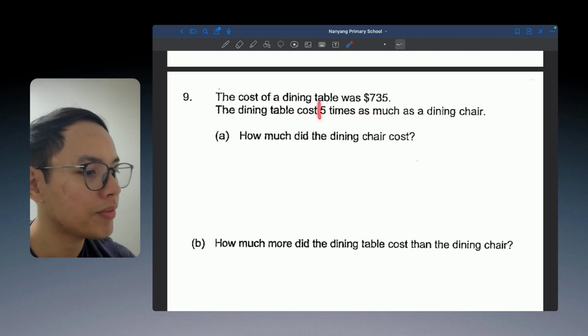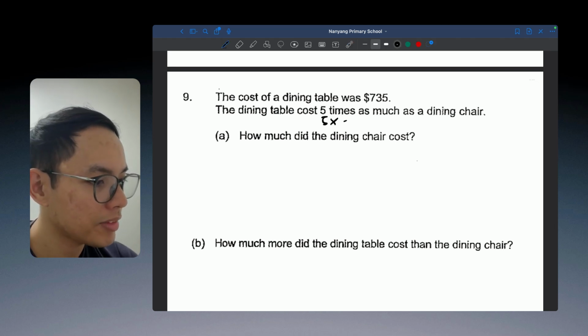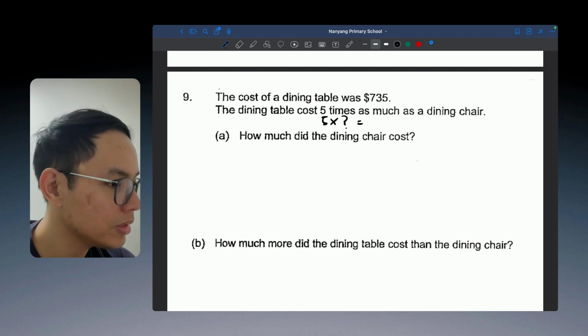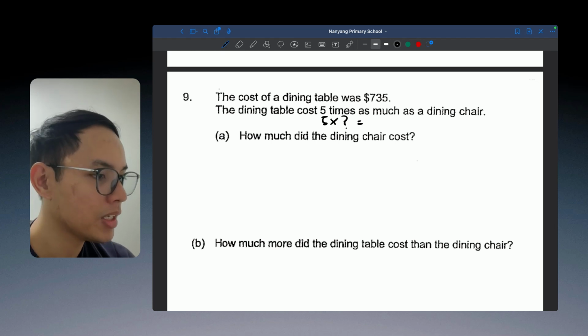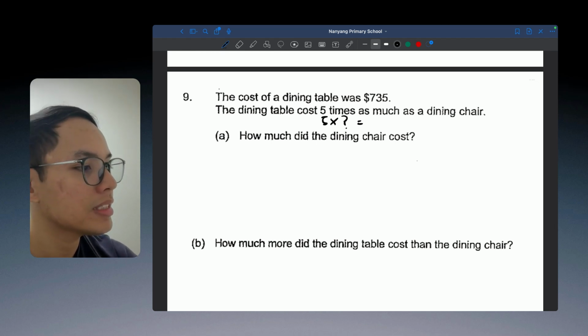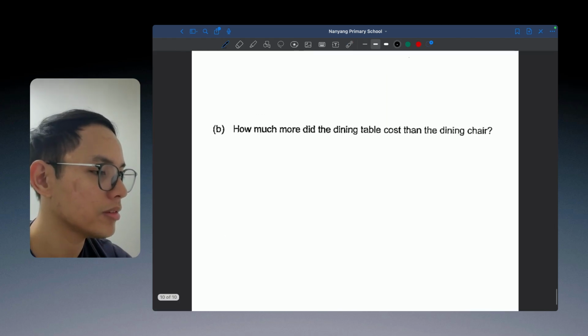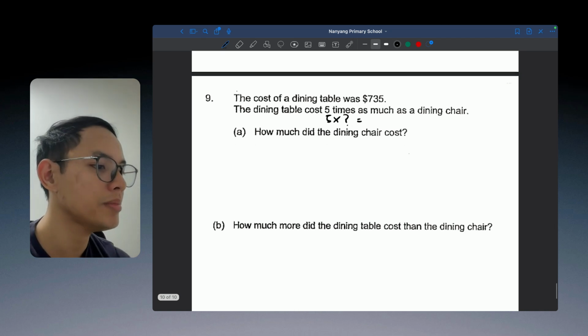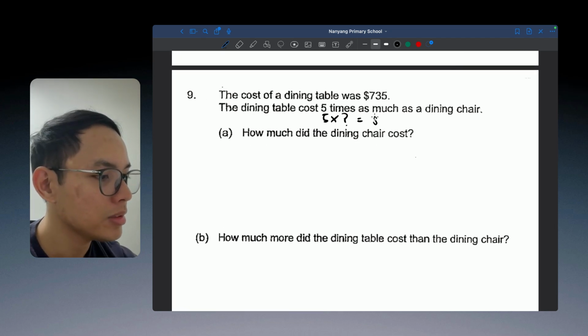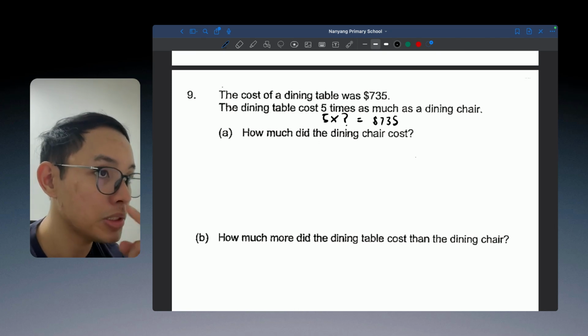So you see the word 5 times essentially is 5. 5 times something, okay? 5 times something, question mark, is equal to as much as a dining chair. So if the sentence says the dining table costs 5 times, that means the dining table is this price, right? So I'm just going to put here, 5 times something equal to $735. That's what you see over here.